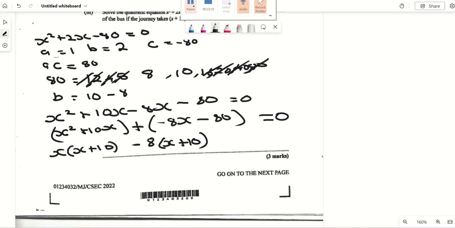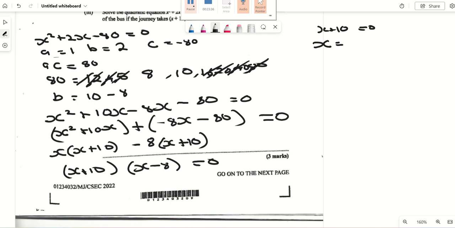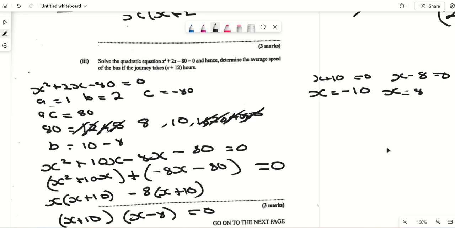Right? Your brackets are the same, so you're going to put x plus 10 in one bracket, and the next bracket is going to be x minus 8. It's all equals to 0. They told you to solve for x, so x plus 10 equals 0 gives x is negative 10. And then x minus 8 equals 0, so x is equal to 8. Now, a journey that is taking so long will never take negative hours. So this answer is out of the question.